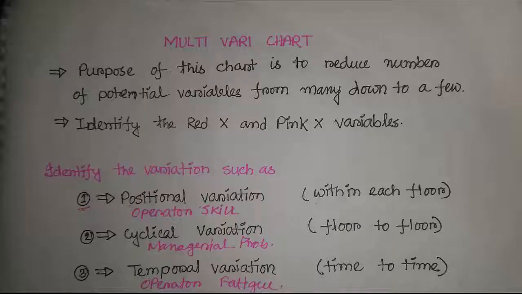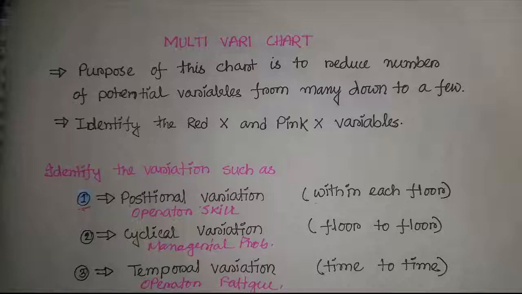Multi Vari Chart. The purpose of this chart is to reduce the number of potential variables from many down to few. Exactly, and there is also the same objective. We have to find out the red X and the pink X. The Multi Vari Chart identifies the variation in three different types: positional variation, cyclical variation and temporal variation.